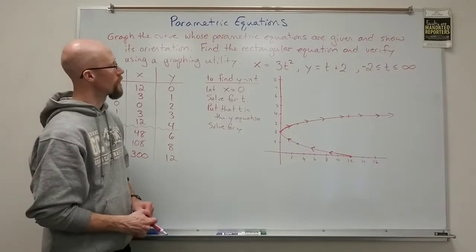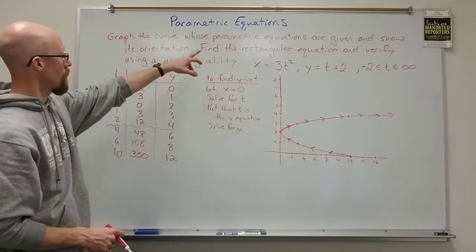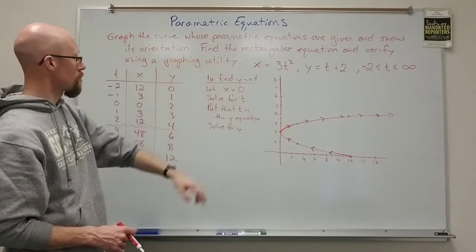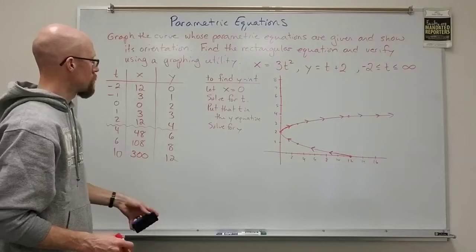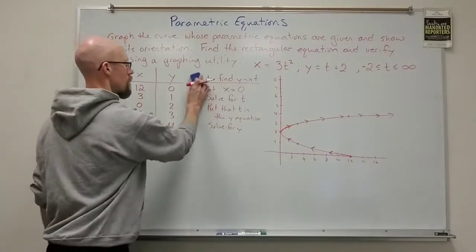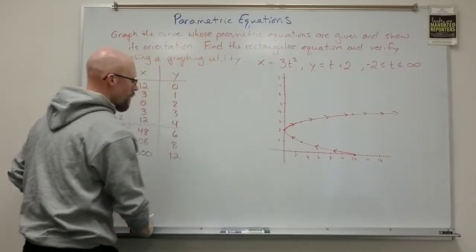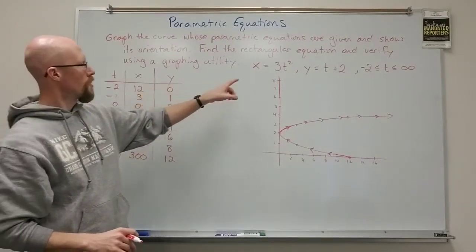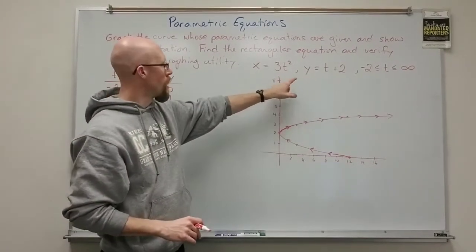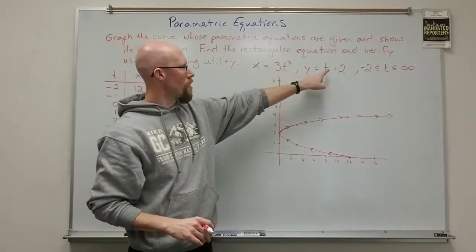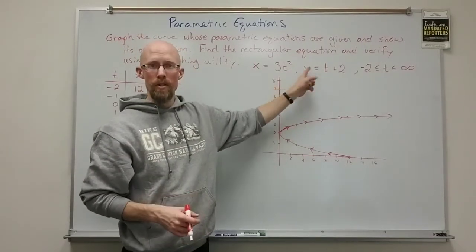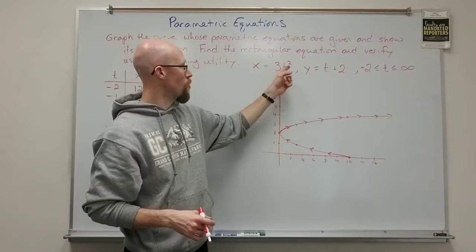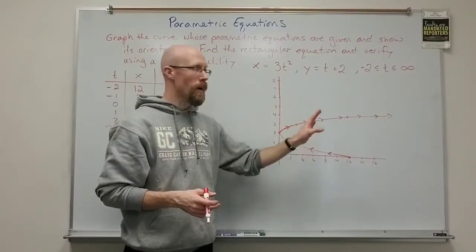What else do I need to find here? I've got the graph, I've got the orientation. Find the rectangular equation. Okay, let's do that. So I'm going to get rid of this. All right, so I got rid of that. What I need now is to look at these two equations, and it's going to be a lot easier to solve for t in the y equation than it is for the x, just because of the square on the x. So I'm going to go ahead and do that.